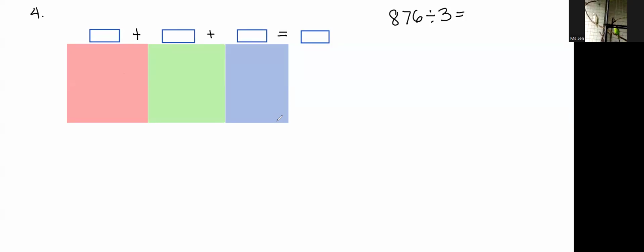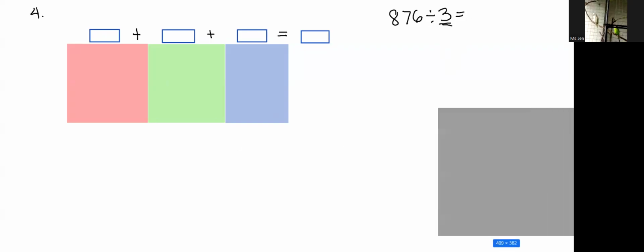Okay. All right. So the question is 876 divided by 3. You know how it is when we divide, we do the skip counting. So that's what we're gonna do. We're gonna start with skip counting by 3. Okay, so I'm gonna write that somewhere here. This is like your scratch work somewhere in this area.